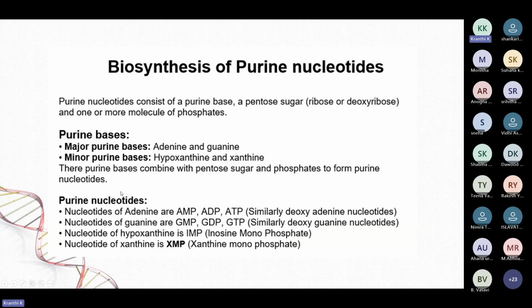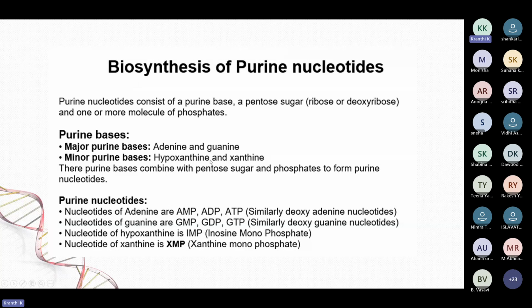Then, how many types of purine nucleotides are there? If adenine is linked with one phosphate, it is monophosphate. So we have three adenine nucleotides: AMP, ADP, ATP. Then the guanine nucleotides: GMP, GDP, GTP. Then we have the minor purine bases also, right?